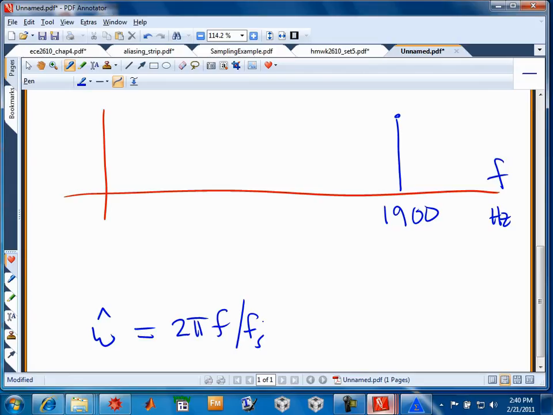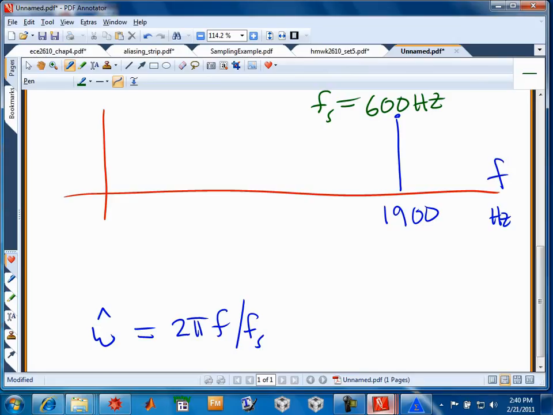Suppose I'm given a frequency at 1900 hertz, and then you're told that fs equals 600 hertz. This could be Friday's quiz. This is an example. I'm just thinking off the top of my head, looking at your expressions, just thinking how we could do this. Okay, so fs equals 600 hertz. We have a sinusoid at 1900 hertz.